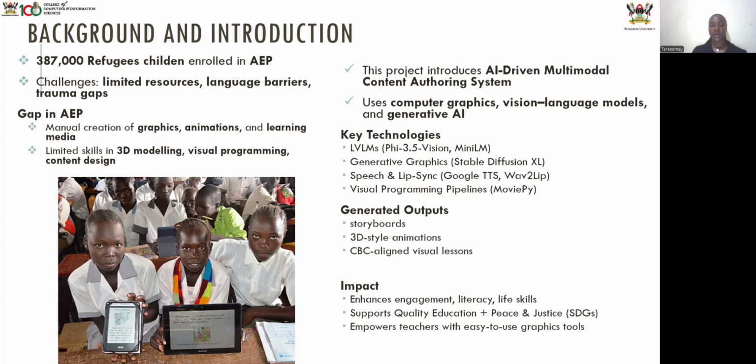So this is where our system comes into play, and it introduces an AI-driven multimodal content authoring system, which solves these issues by automating computer-generated images, generative graphics, speech, and even visual programming to generate CBC-aligned lessons, let's say, animations, and even storyboards. So basically, computer graphics makes abstract competence-based curriculum competences visible, concrete, and even engaging, which is essential for the refugee learners.